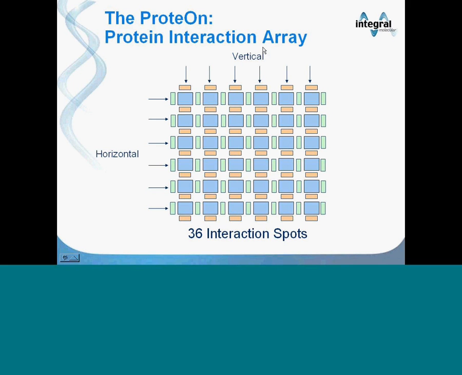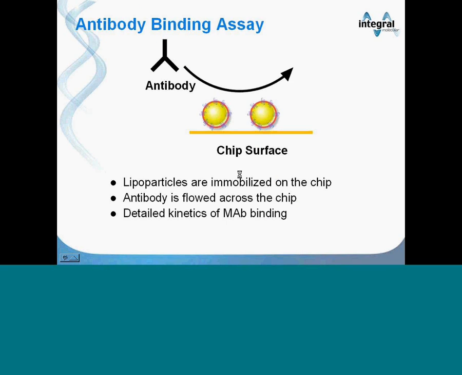Lipoparticles are compatible with all standard immobilization methods, such as direct immobilization via amine coupling or capture. Capturing lipoparticles onto the chip surface is our preferred method. We do this one of 2 ways. We either immobilize a lectin onto the surface of the chip and capture the lipoparticles via surface carbohydrates, or we immobilize a capture antibody that's specific for one of the proteins on the surface of the lipoparticle.